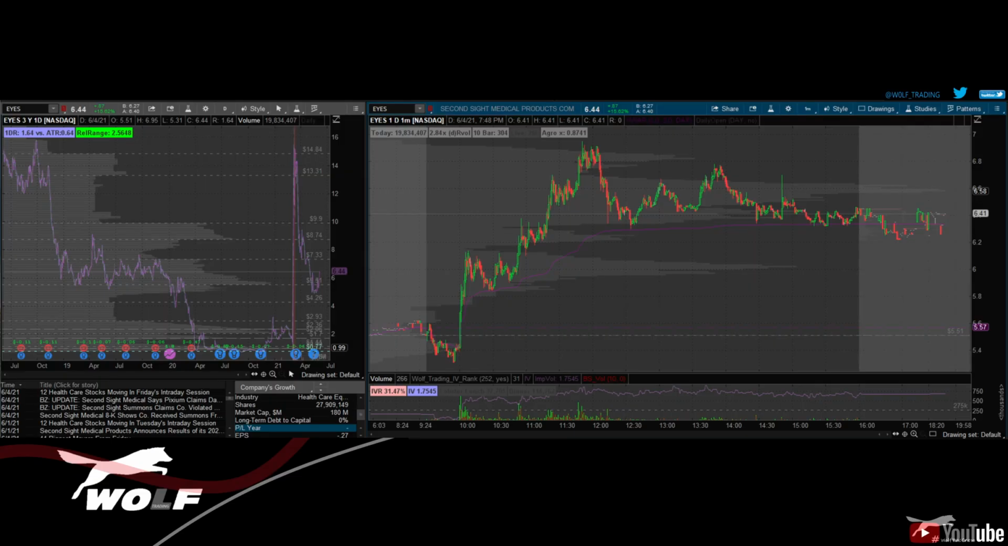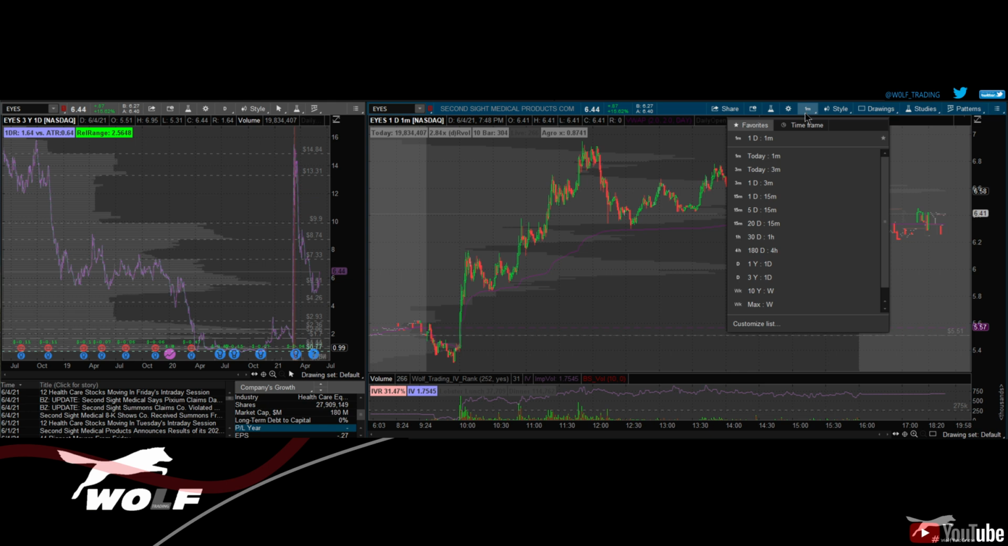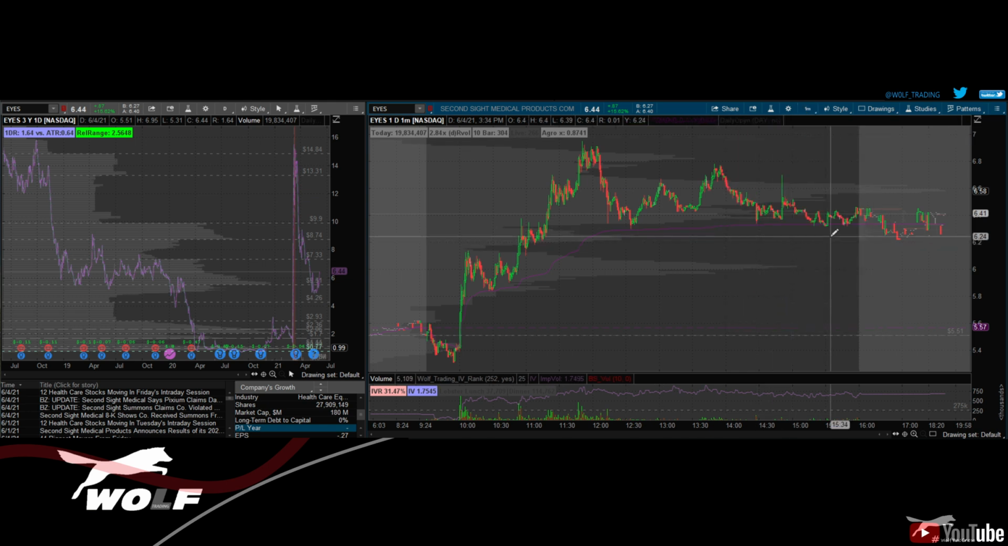So today, let's just go over EYES. It's a previous runner in play. So here you can see on the left, we are looking at historical liquidity deposits. We personally at Wolf Trading use the 3-year 1 day, unless all parameters are met. We won't go into too much detail on that. Let's focus here on the 1-minute chart. So we're going to look at the 1 day 1 minute chart.